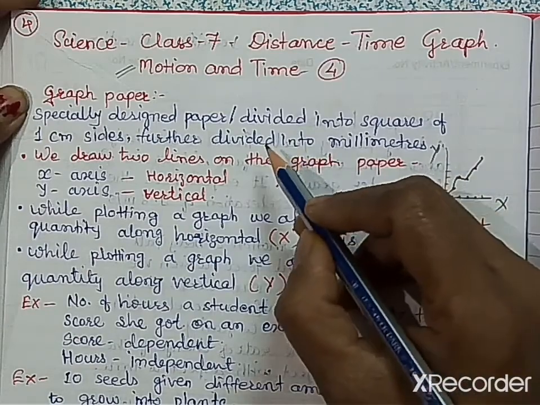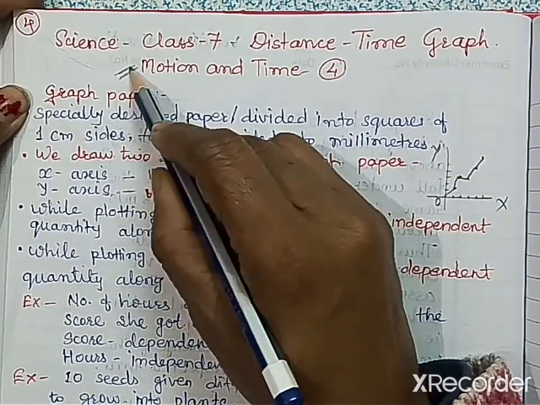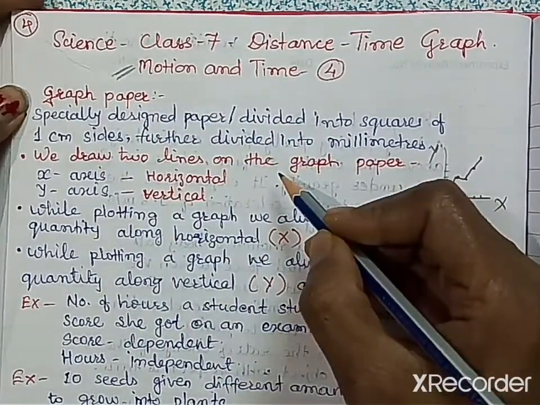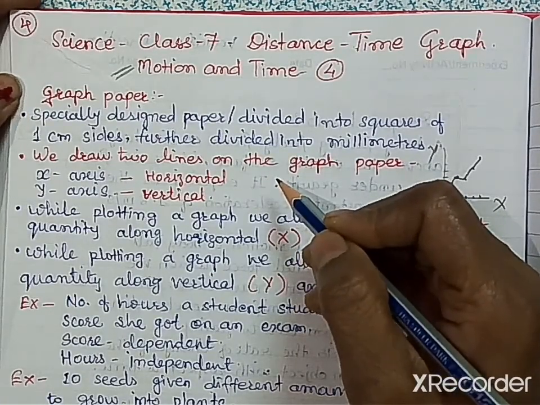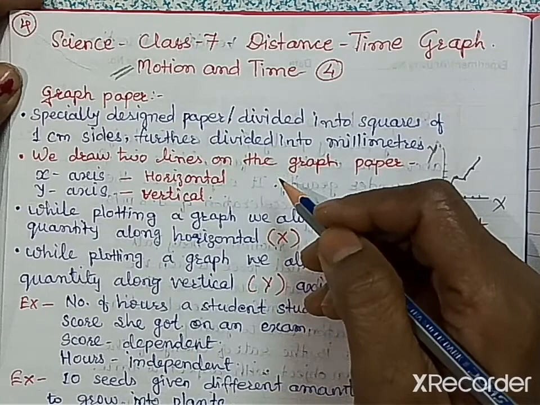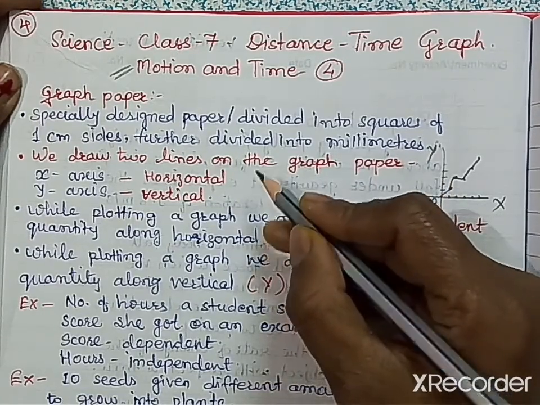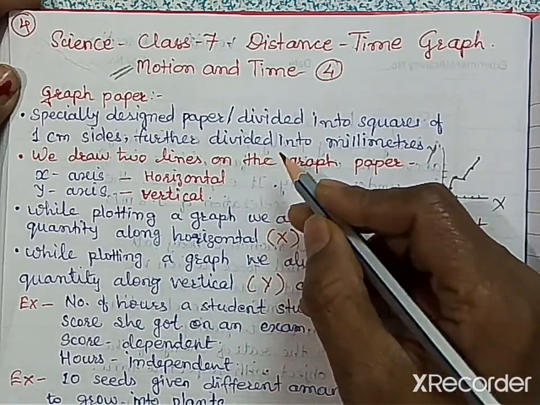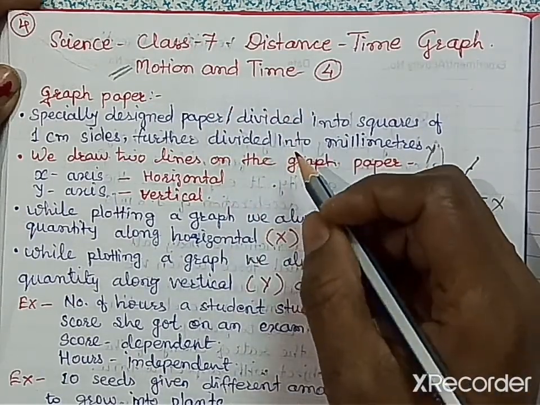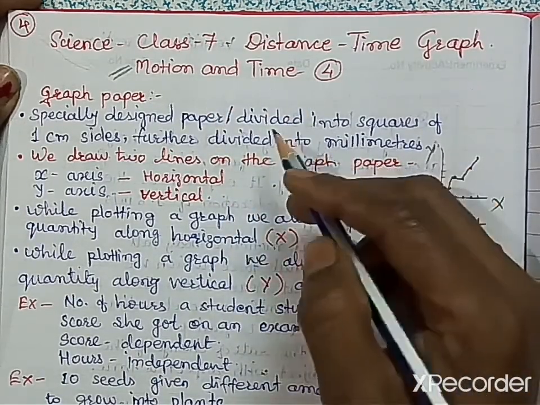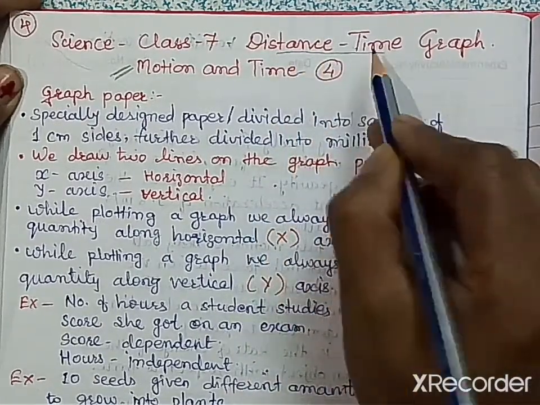Students, this is our fourth video of chapter Motion and Time. In our first video, we discussed rest and motion. In our second video, we discussed time and its measurement. In our third video, we discussed speed. Now this is the fourth and last video of this chapter, and here we are going to discuss the distance time graph.